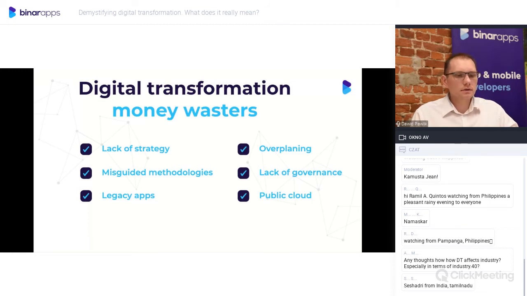There are also legacy apps. When you have a business that is very well established for a couple of years, you have to think about whether you want to keep the legacy applications up and running, or migrate them into something new. So please take this into your Excel sheet and count really carefully.